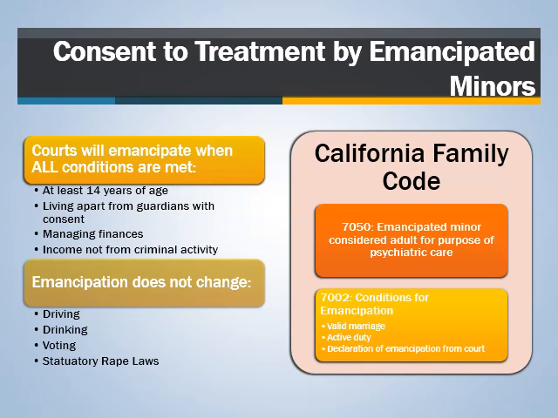The court declaration requires that they're 14, living separately, the parents agree, they can take care of their own finances, and they do not get their money from crime. So what does the California Code say? Yep, they are an adult for the purpose of psychiatric care, but it doesn't change things like driving, drinking, voting, and rape.